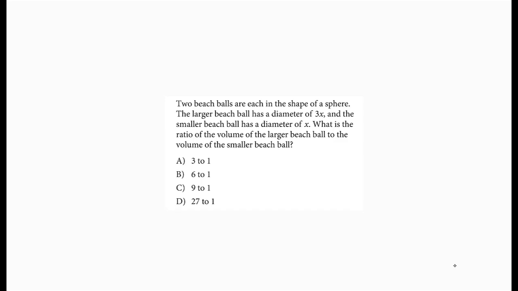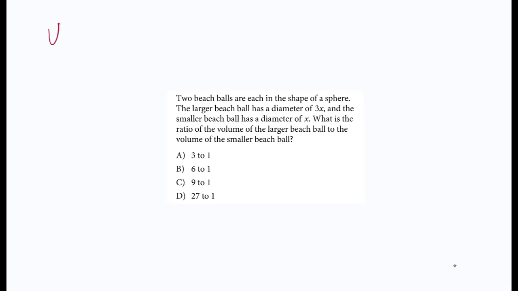Alright, so firstly we need the volume. The volume that we know for the sphere is 4 over 3 pi r cubed. That's what we know the volume is. So if I look at the larger ball, I'm going to have 4 over 3 pi. Now the diameter for the larger ball is 3x, so the radius is going to be half of that. So this is simply going to be 3x over 2, and here I'm going to cube this.